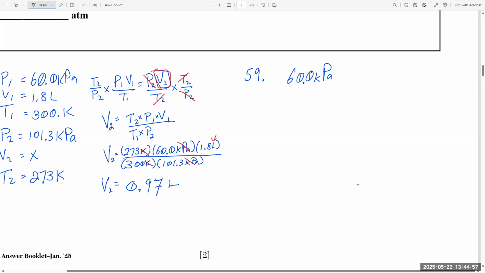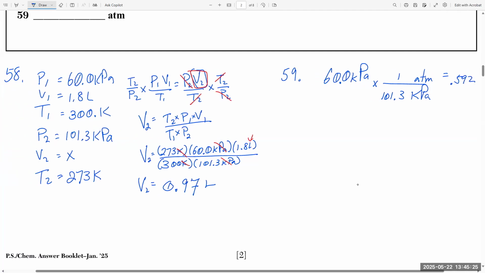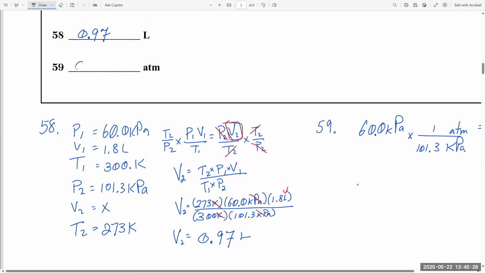So now if I go here, I can do this. You want to go to ATM, so that means you want to get rid of kilopascals and put ATM. And remember, from the first page of the reference table, it's 1 ATM for 101.3 kilopascals. Okay, plugging the values in, you should get, with 3 sig figs, 0.592. So I'm going to write that in here, 0.592, and we are done with this question.